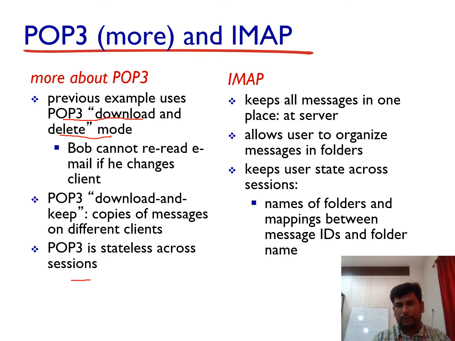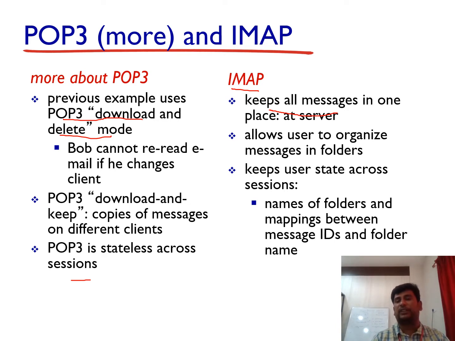Then coming to the third protocol which we have introduced, which is called Internet Mail Access Protocol, which is majorly used for providing some additional features for the electronic mail. What it does is Internet Mail Access Protocol keeps all your messages at one place in your server, and it allows the user to organize his mails into different folders. For instance, I have personal mails, office mails, and some business mails, or some spam mails. All things will be categorized into different categories.